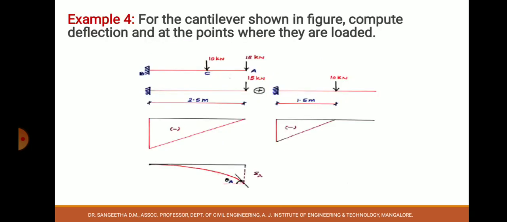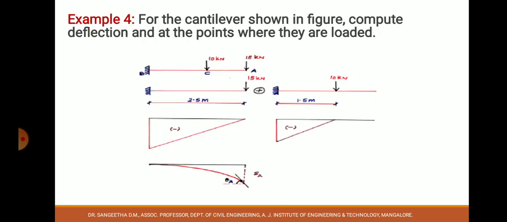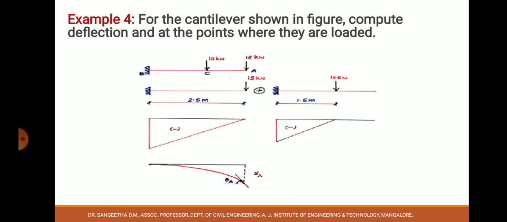Similarly, if you want to find theta C, where is C? C is in the middle. So when you take the C point, for theta CB you have to take only the load contributions up to that point. Either you can consider the left side or the right side. If you consider the right side, you have to consider only this portion. If you consider the left side, you have to consider this plus this. So theta C is equal to 1 by EI times, minus half into 1.5, this part.